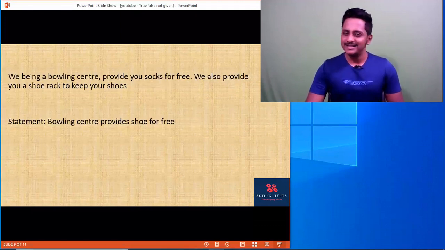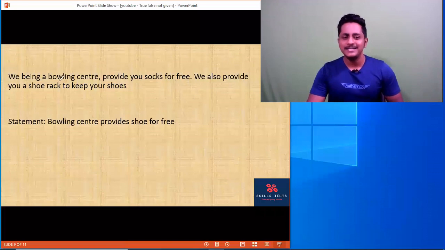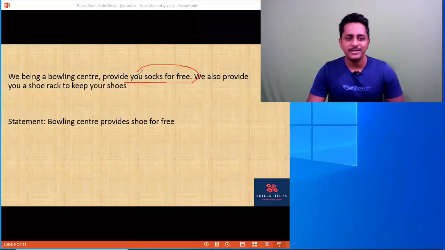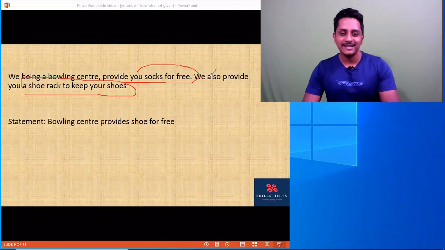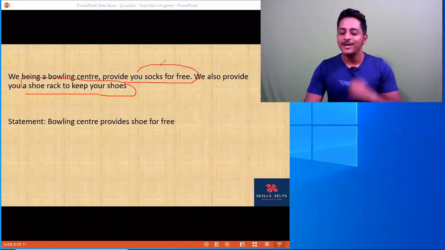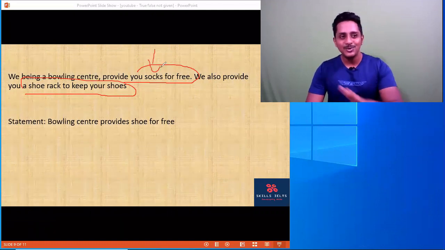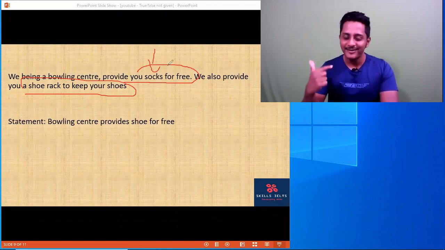All right, hope you've got the answer. Similar one: we at the Bowling Center provide you socks for free, but we also provide you a shoe rack to keep your shoes. If they were providing shoes for free, they would have mentioned it. They did not mention it, they just said we provide you socks for free. That means shoes are not given for free. You have to come with shoes.